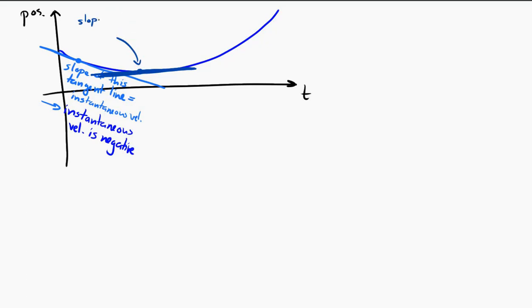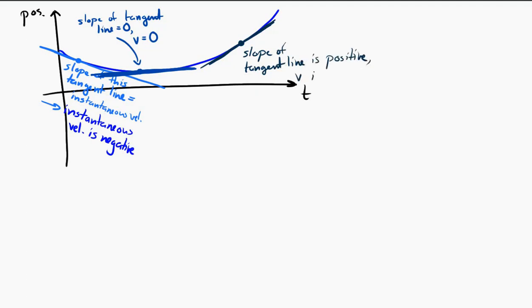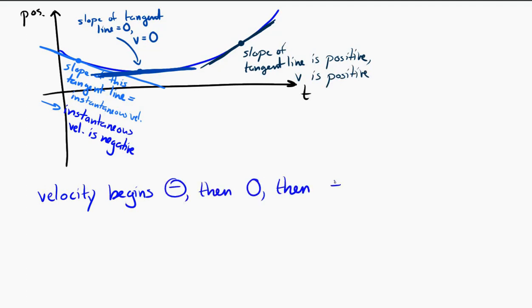And then if I go over on the right, and I pick a point over there, and I draw a tangent line through that point, the slope of that tangent line is positive, so the instantaneous velocity at that moment is positive. So in other words, what this is telling me is that the velocity started out negative, and then it was 0, and then it was positive. That's what the tangent lines are telling me. And that agrees with what we said at the beginning. The object was moving in a negative direction, and then it stopped and changed directions, and it started moving in a positive direction.